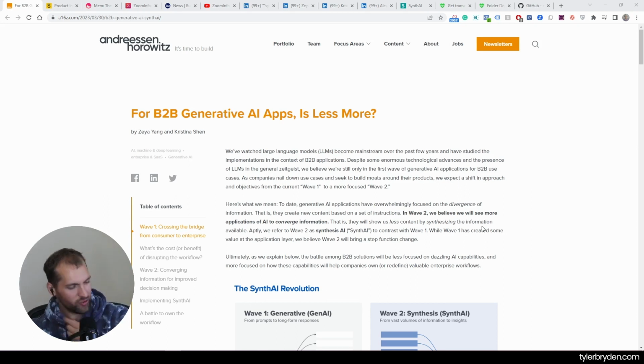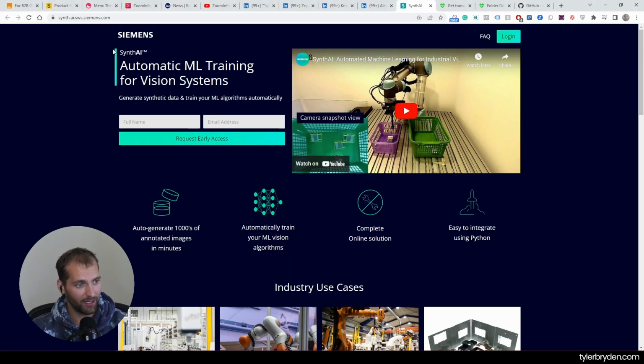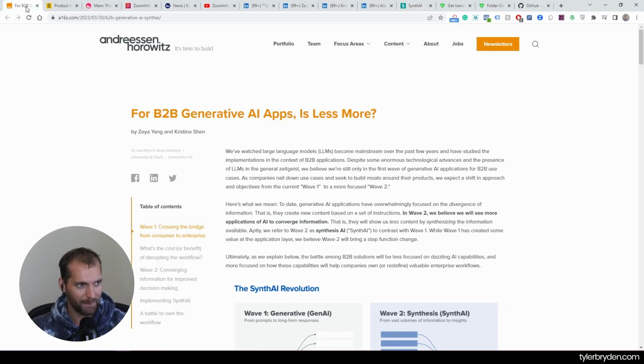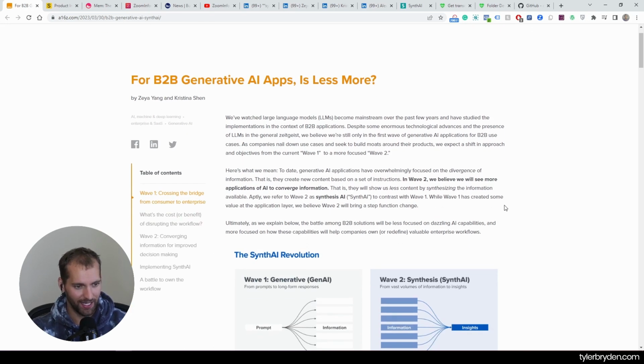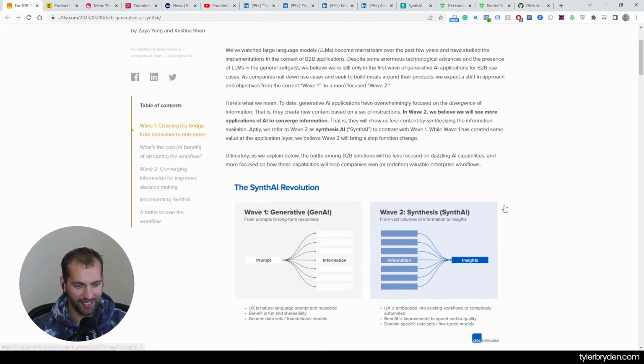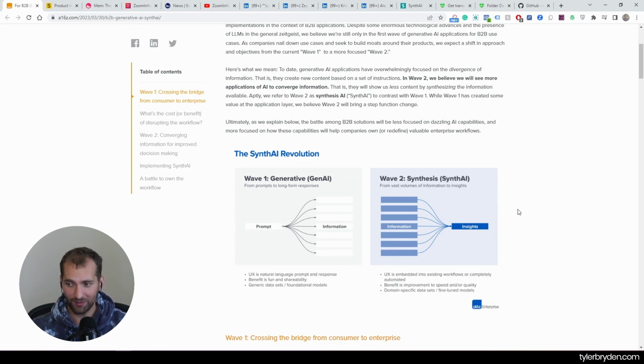And it's an interesting article that brings out this term SynthAI. And I apologize to the company, SynthAI, I guess, the offering by Siemens here, because they coined this new term, which is around wave two of large language models, generative AI, and specifically focusing on B2B use cases. And talk about a little bit of the history. And this history is obviously not that long. Some of this stuff has just emerged in the last couple of years and then hit another wave of adoption in the last 6 months.